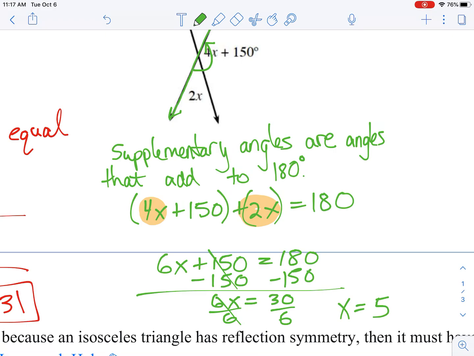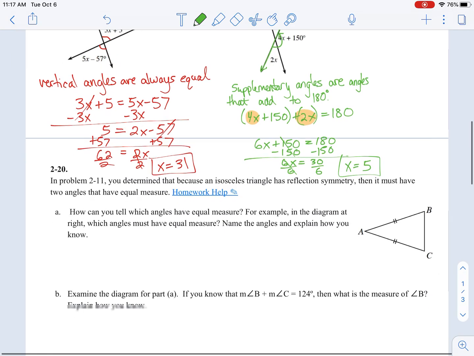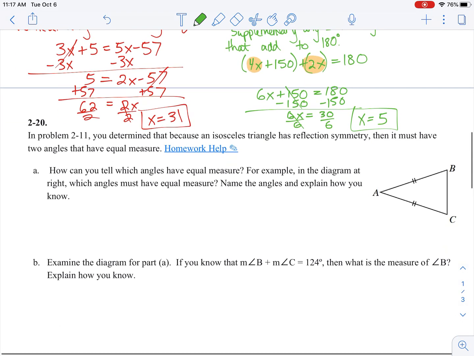Now you can always check your work by plugging this 5 back into here and seeing that they add up to 180 degrees. So you can always double check your work that way. All right, I don't want to make this video too long, so I'm not going to do that, but you can do that.